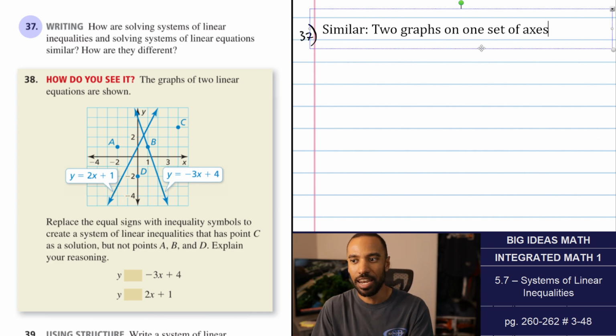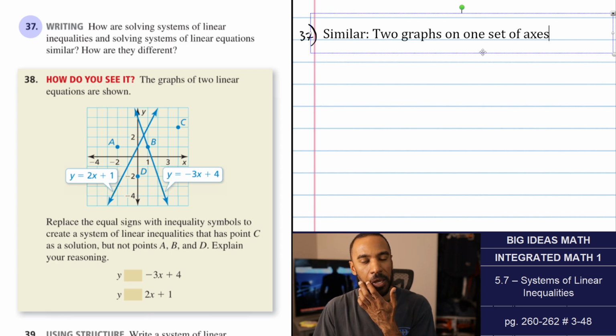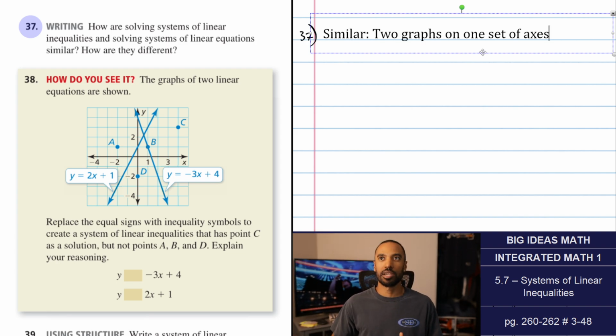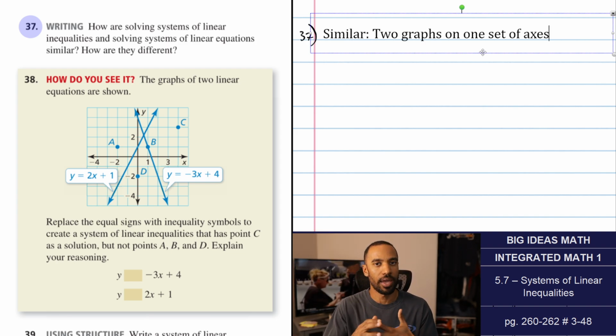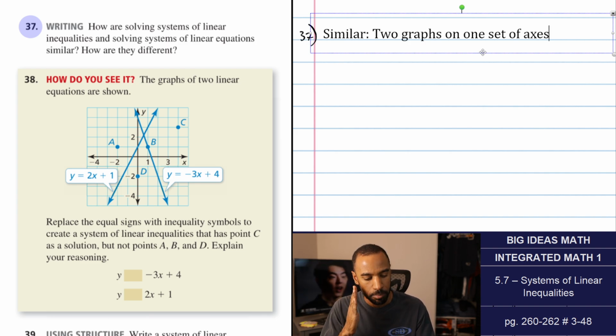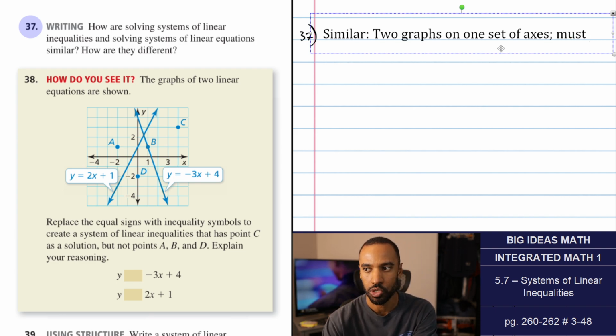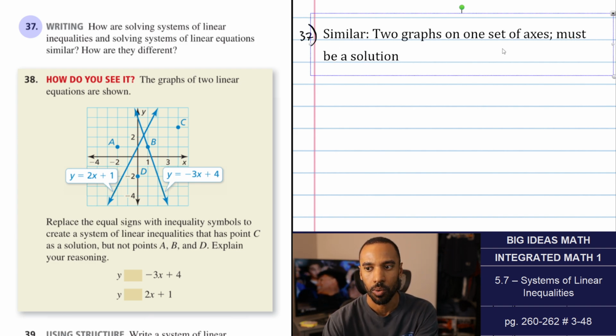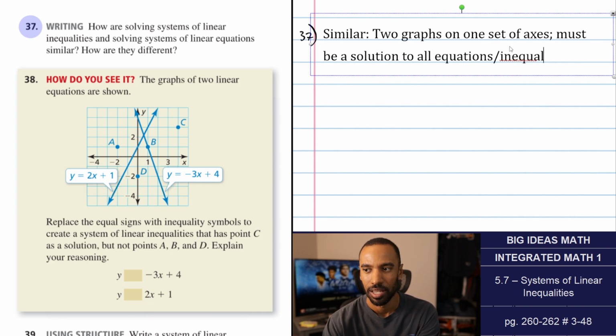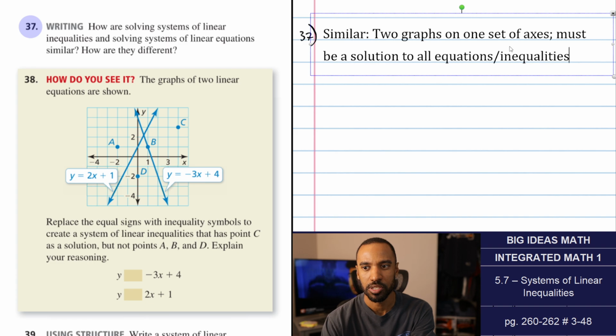And that's kind of where the similarities stay, because for our systems of equations, we only care about the point of intersection that is the ordered pair. That's a solution. So the only other thing that I can state is that it must be a solution to both, or to all equations, to all algebraic statements. Equations and inequalities. Must be a solution to all of it.